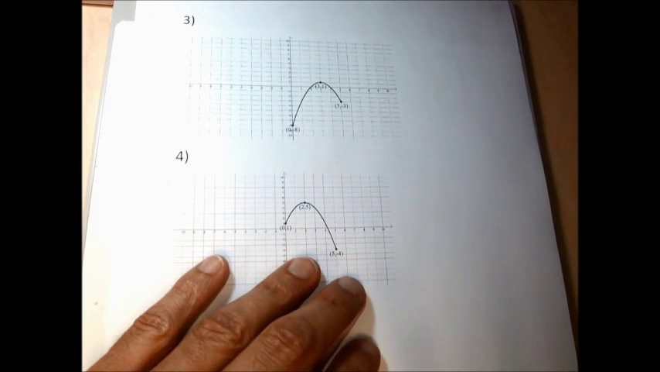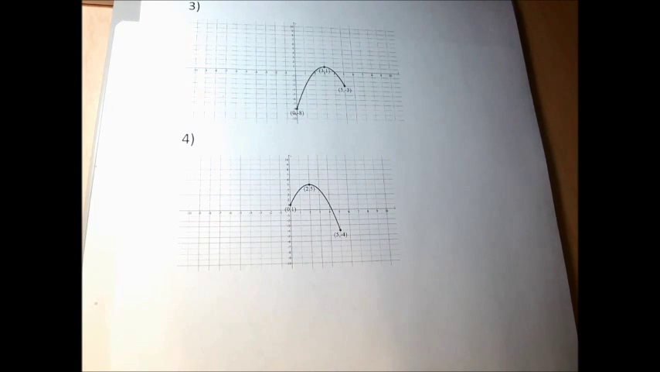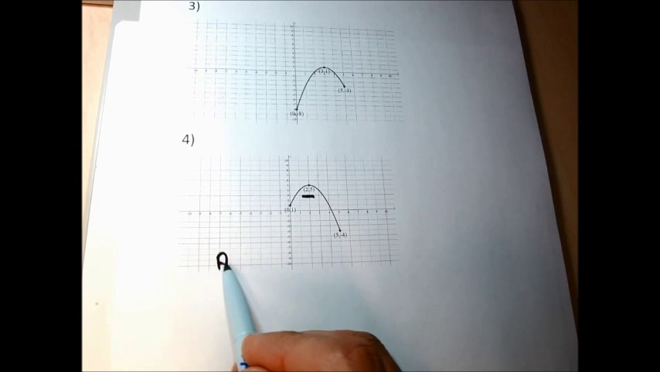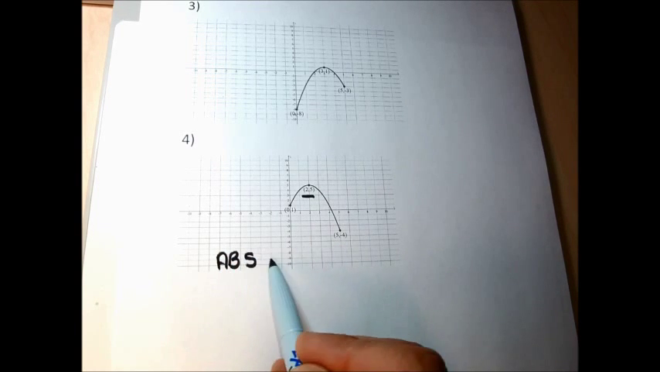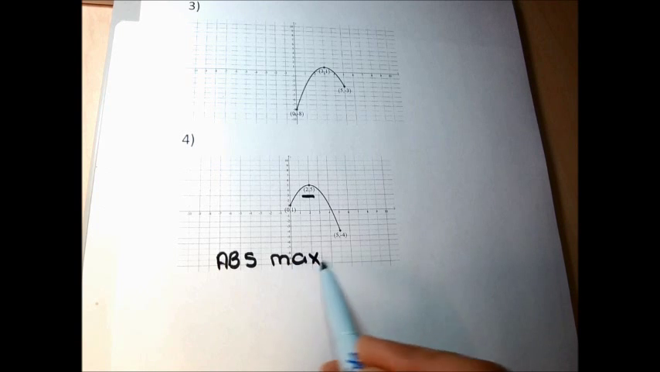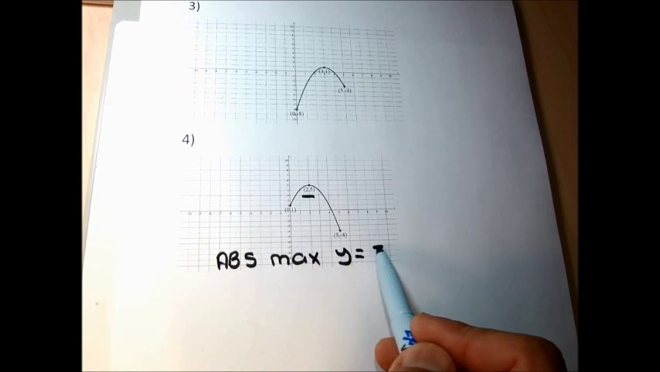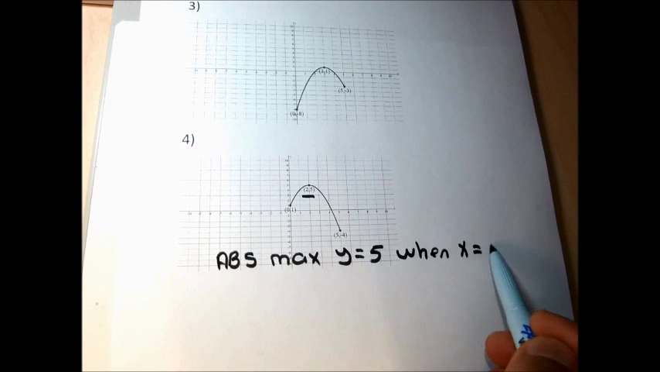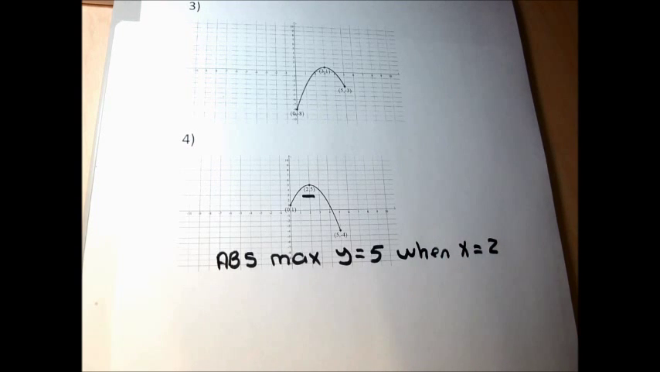When I look at problems 3 and 4, they're similar problems. They're given a graph, but just like a fragment of the graph. And within that fragment, the point that's highest, its y-coordinate is the absolute maximum. So for this problem, I might say the absolute maximum is y equal to 5, and then I'm going to say when x equal to 2. So this is maybe the abbreviation that I'll use rather than writing out a whole sentence.